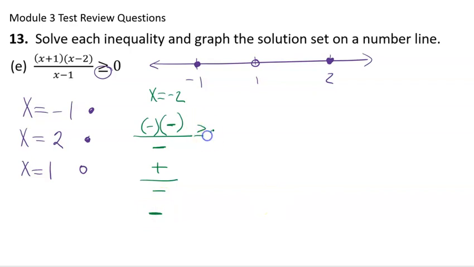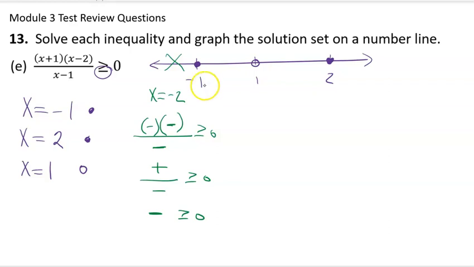And all the while, this has got to be greater than or equal to 0. But is that true? Is a negative number greater than or equal to 0? 'Tis not. So I cross that out. And then I change colors and I move on to the next place.